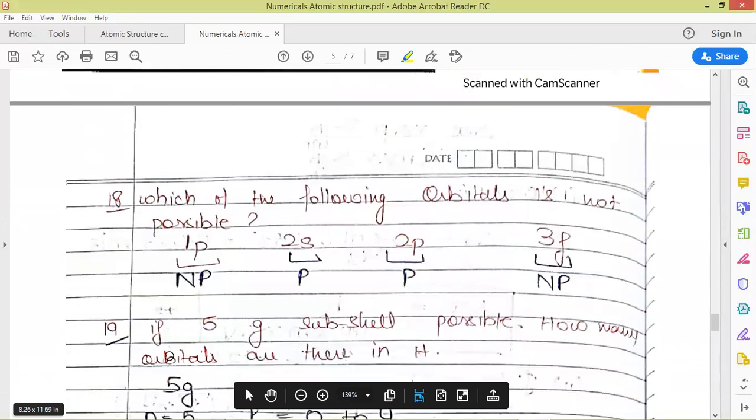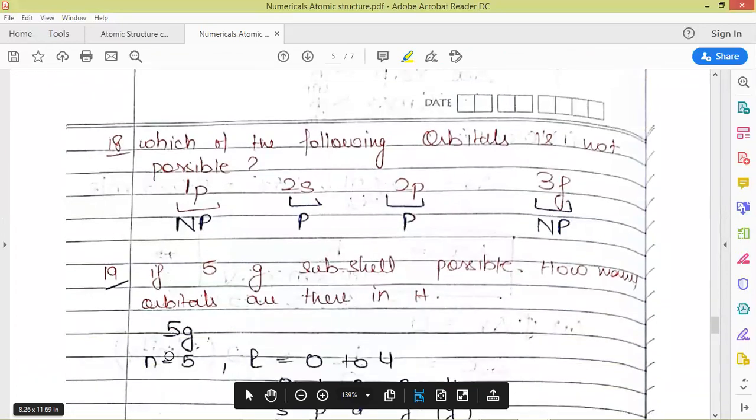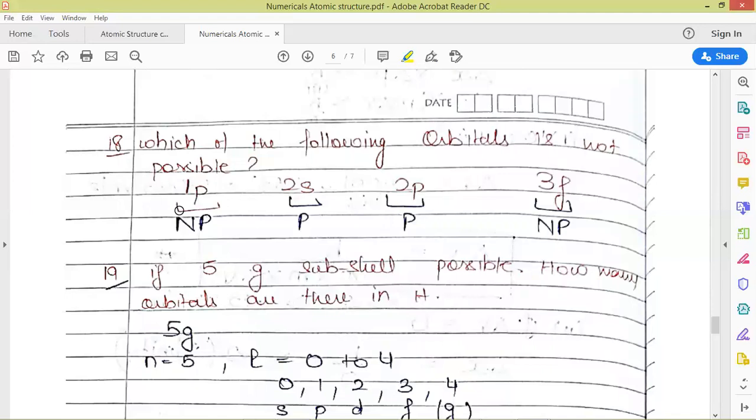Next question is, which of the following orbitals is not possible? So let us see 1p. So 1p means the value of n is 1, and possible values of L are 0 to n minus 1. That means only 0. For 0, that means the subshell should be S. So here the P subshell is not possible. So this is not possible. Let us see 2s. For 2s, n is 2. L can have values 0 to n minus 1, that means 0 and 1. So 2s and 2p are possible. So 2s is there, so it is possible. 2p is also possible for n equal to 2.